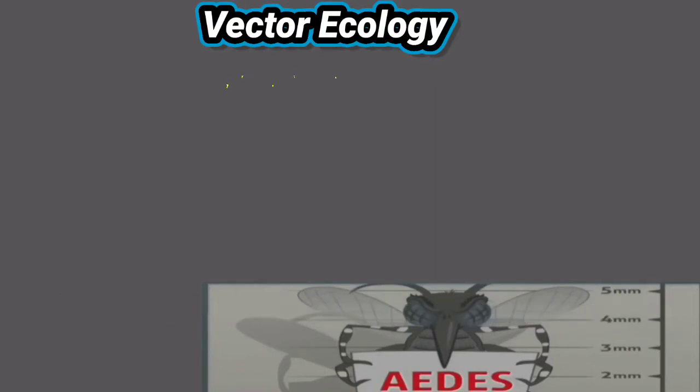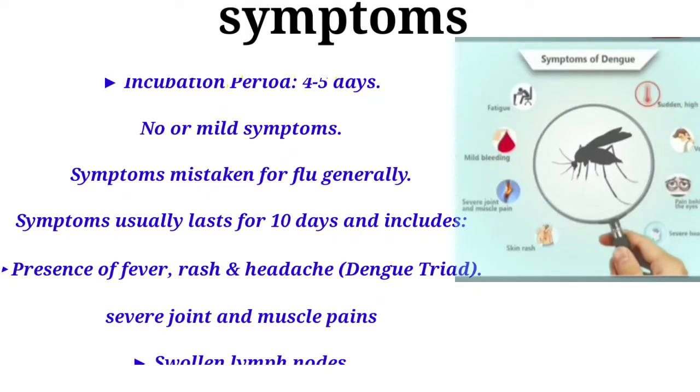Now, moving next to the symptoms. The incubation period of this disease is about 4 to 5 days. It means the time period between the bite of the infected mosquito and the onset of symptoms is 4 to 5 days, and it can be a maximum of 12 days.